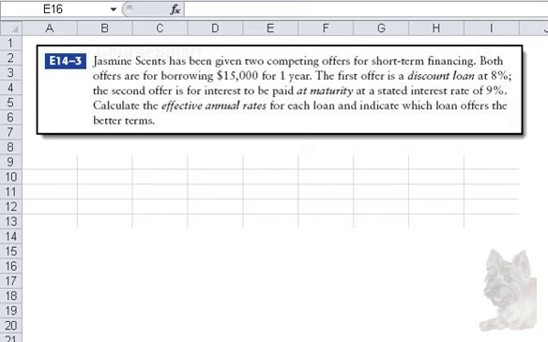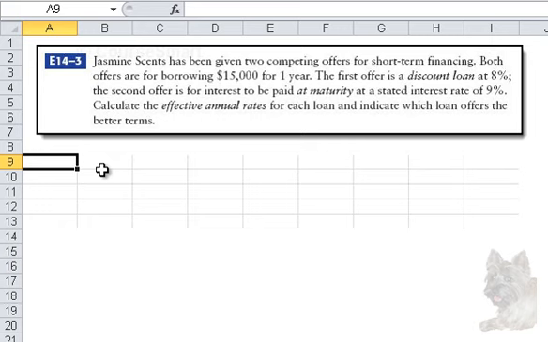The first offer is a discount loan at 8%. The second offer is for interest to be paid at maturity at a stated rate of 9%. Calculate the effective annual rates for each loan and indicate which loan offers the better terms. All right, well, let's look at the first one, and I'll just work right here.